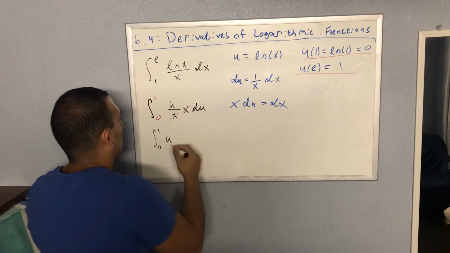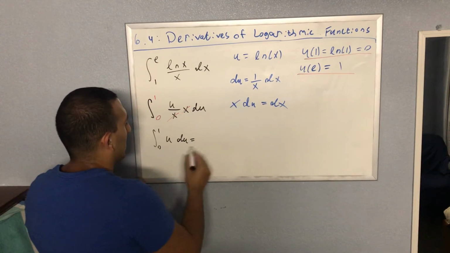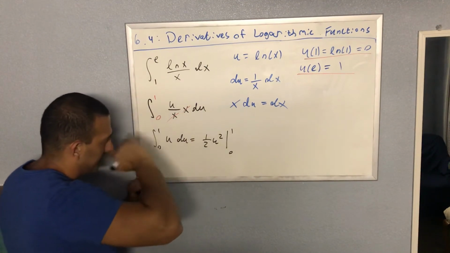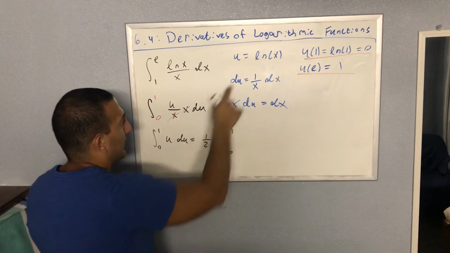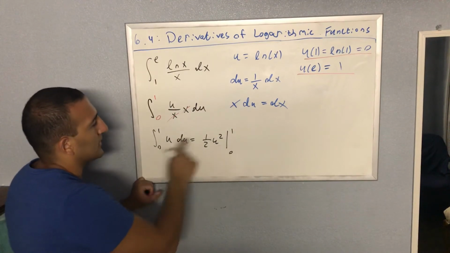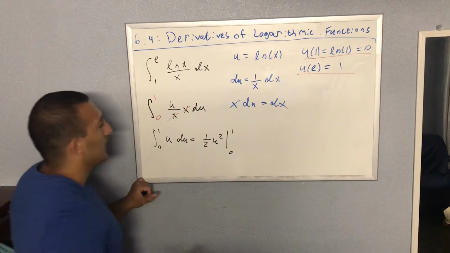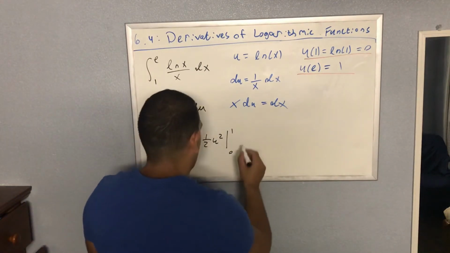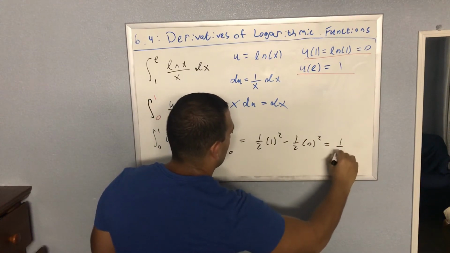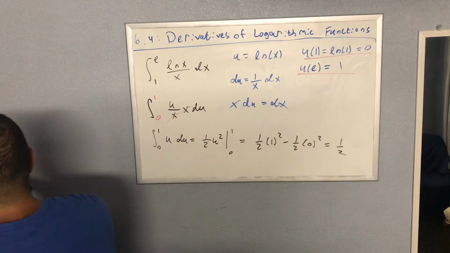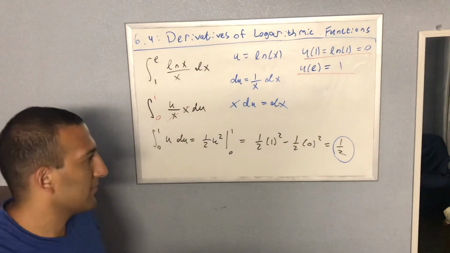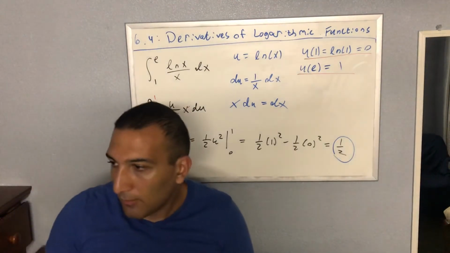So it's just 0 to 1 of u du, which again, remember, is 1/2 u squared, evaluated from 0 to 1. Remember, we do not have to substitute back for u because we found new limits of integration. These are the limits that correspond to u, so no back substitution required. And so this will just be 1/2 1 squared minus 1/2 0 squared, which is just 1/2. So that's pretty neat. The area under this graph is 1/2 from 1 to e. So that's kind of cool.